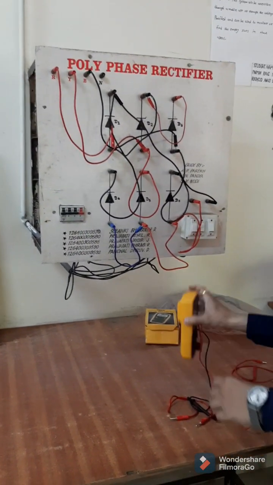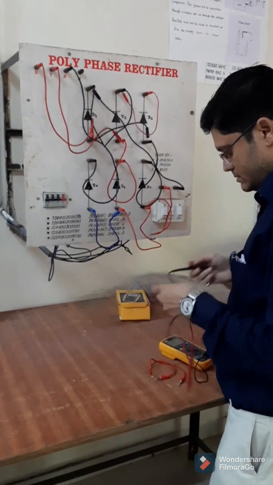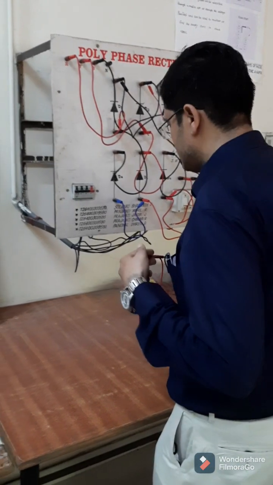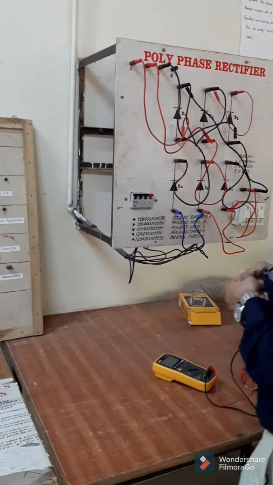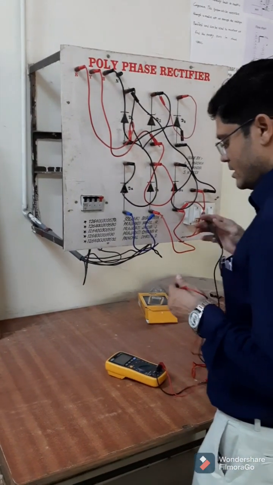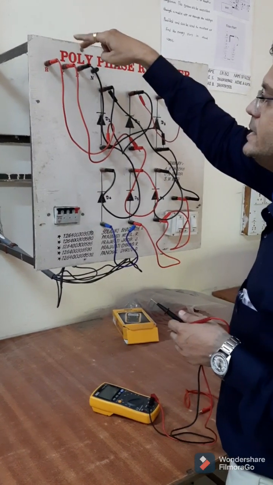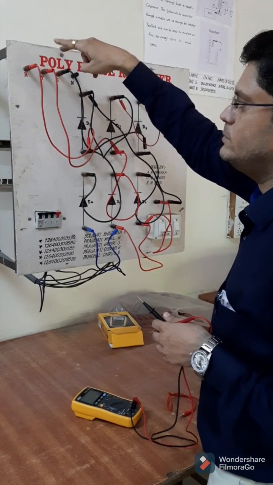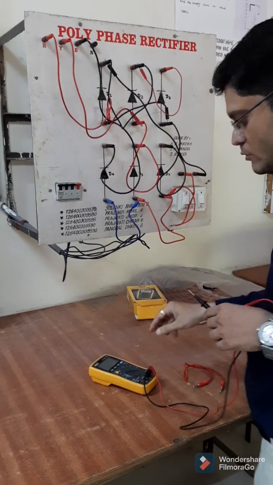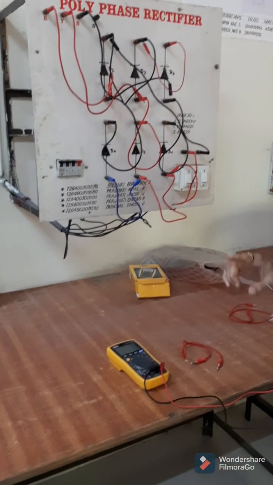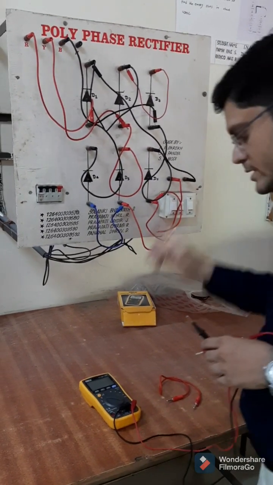So first of all, let us start the circuit by just turning on this MCB. I have just turned on the MCB, and we have already seen in the previous lab that the voltage available is around 400 volt between R and Y. So directly now I am going to see what is the pulsating DC voltage available at the load terminal. Let us try to see.